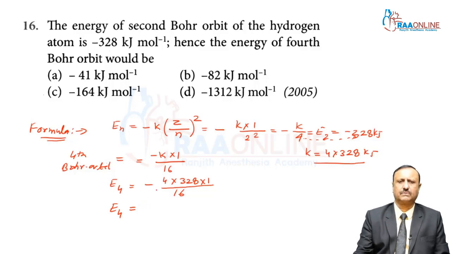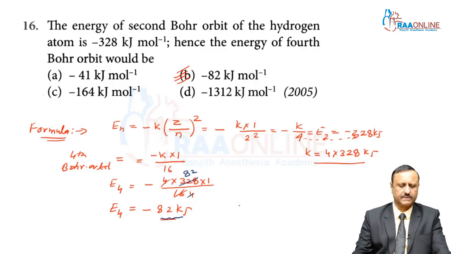So for question number 16, you get the energy minus 82 kilojoule. When you solve this, 4 fours are 16 and 4 fours are 16, and 4 twos are 8. So you get minus 82 kilojoule. This is your answer. For question number 16, we get the answer B. B is the correct answer.